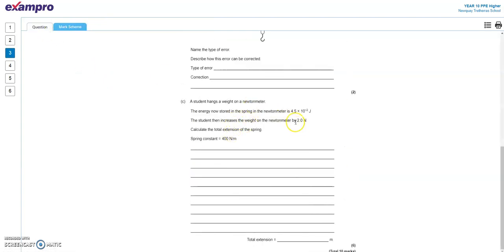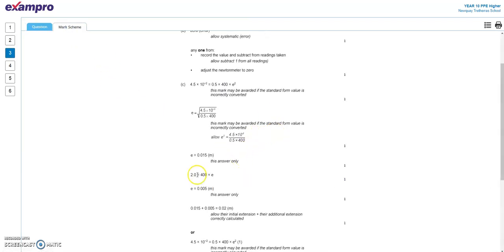Then they put the extra 2 newtons on. They increase the force. Now if I know what the force is, and I know what my spring constant is, I can find an extension. So I can do that section. 2, which is my force, equals the spring constant times the extension. This is the extension for the second weight. Then the last mark, we need to add those 2 extensions together to get the total extension, the initial plus the additional one.